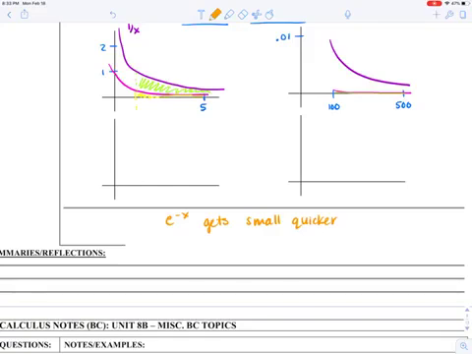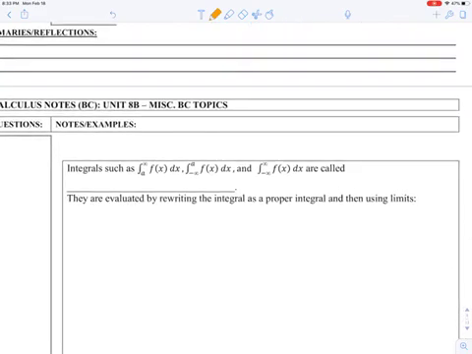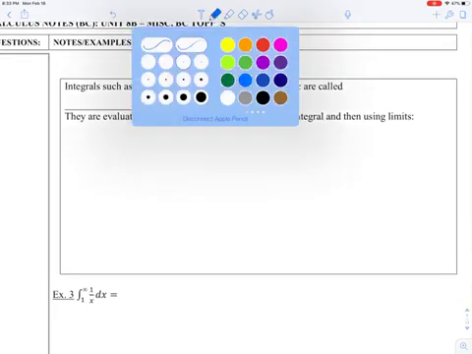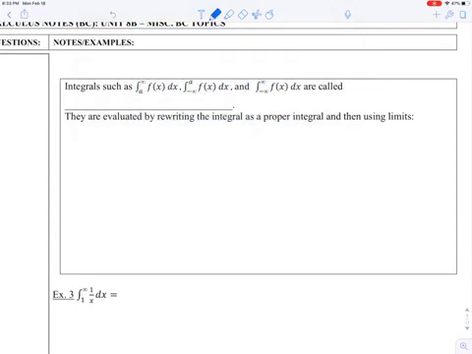Now, this seems kind of abstract, and you're like, well, how will I know if it gets quick enough? How will I know if it has finite area? Obviously, this is just an exploration of this fact. We're going to actually approach this from a mathematical standpoint. So, improper integrals, there are 2 types. We're going to start by talking about a type 1 improper integral.